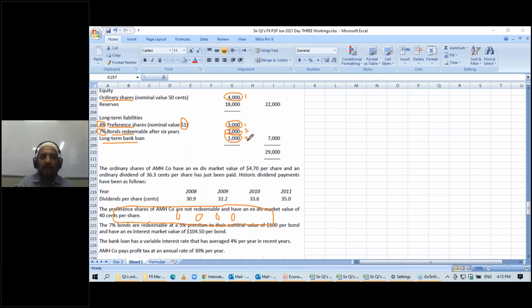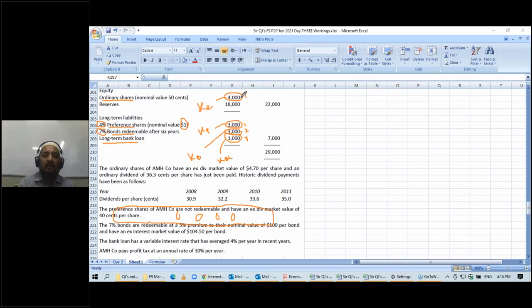We'll be writing an answer also on it. Secondly, the cost of ordinary shares. First we'll calculate the market values, and then we will be calculating the cost of each item. These 4 items' cost we have to calculate. So we will take cost of equity as KE, cost of preference shares as KP, cost of bonds as KB, and cost of long-term bank loan as KBL. So these will be our abbreviations.